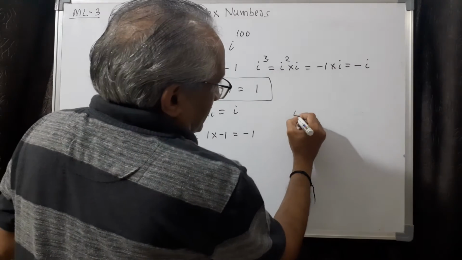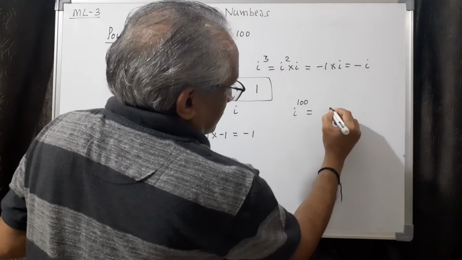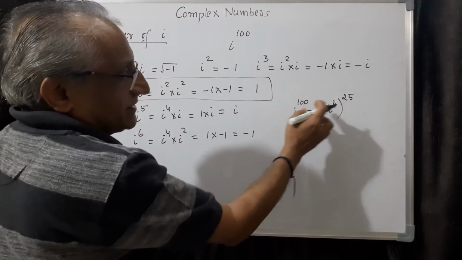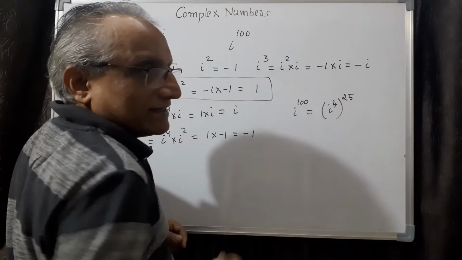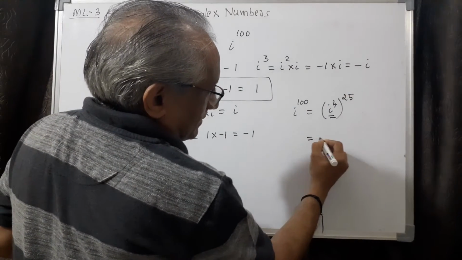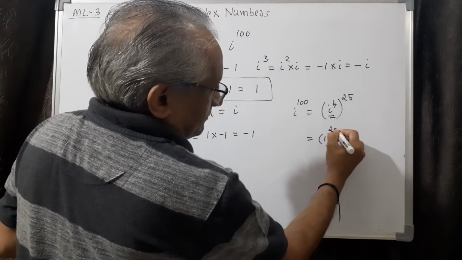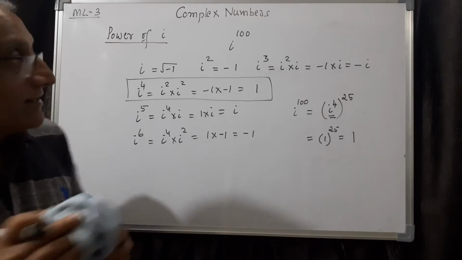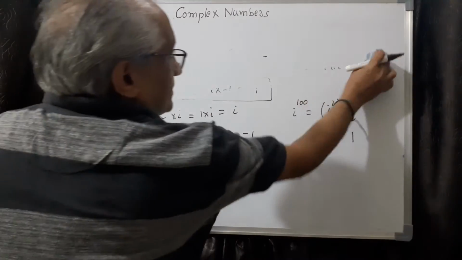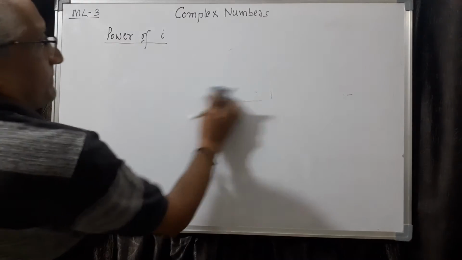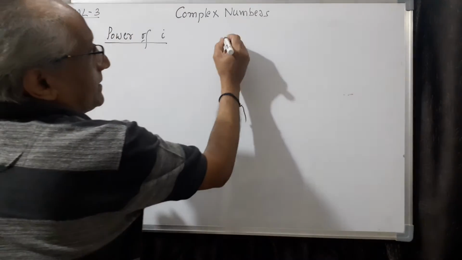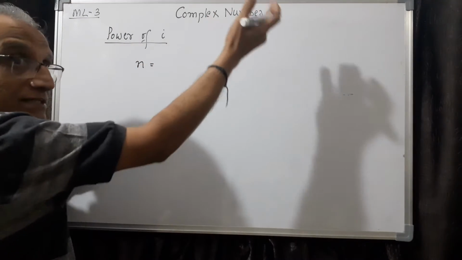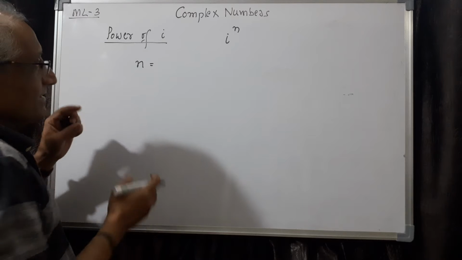You see, i power 100 can be written as i power 4 to the power 25. So this you should know. 100 can be written as 4 to the power 25. This is already 1. So 1 to the power 25, whatever is the power, it is 1. Therefore, the easy method for calculation of i power n is this. So remember this one. Say any i power n when it is given. So n can be, of course, more than 4. Less than 4, there is no difficulty.